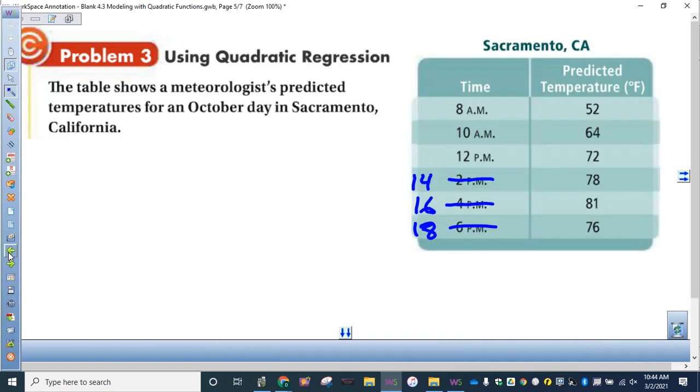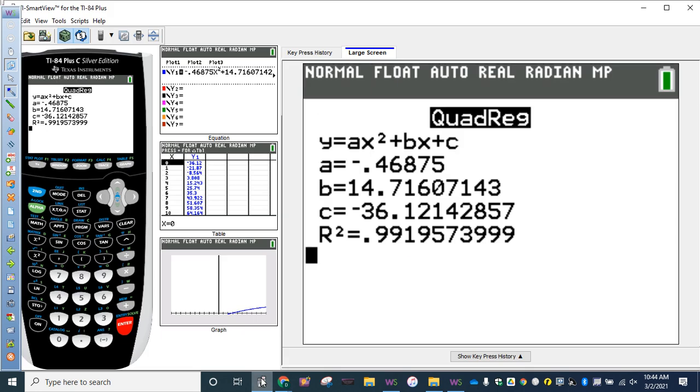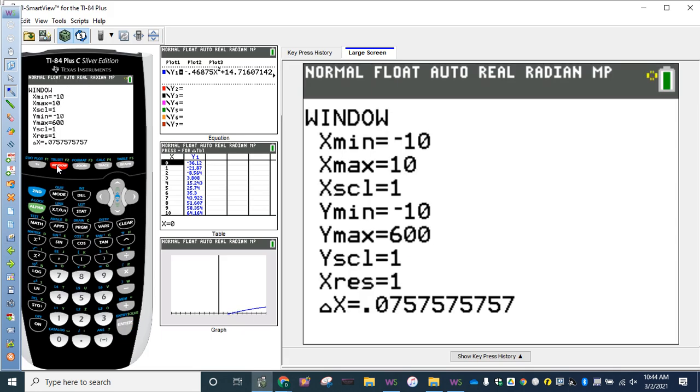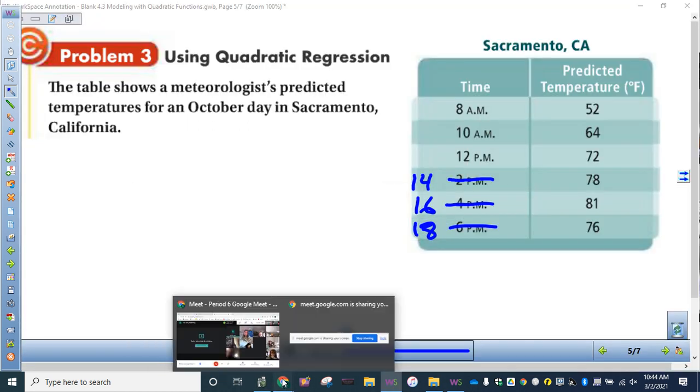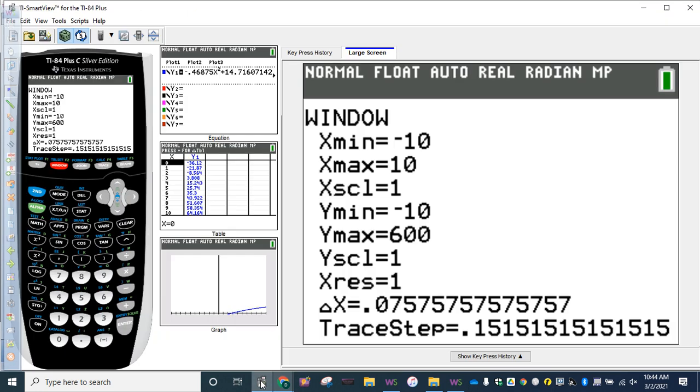It's going to be okay, calm yourself. So we're talking about time and temperature. I want to be able to see the dots in the graph. So here's what we're going to do. We're going to change our window. Our x values on this problem went from 8 to 18. So I'm going to change my x min and max to 5 and 20.